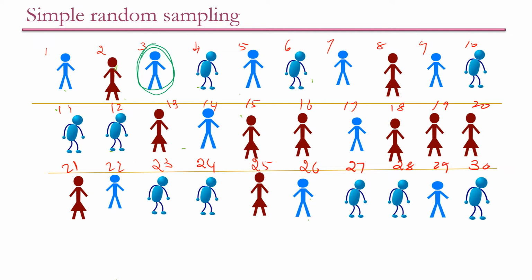Then say I am trying to select another number, and say it is 8, and say 16 and 24. So these are the first 4 numbers I got, and I'm interested in selecting only 4 members from this simple random sample. These are the members I have selected: the persons with the numbers 3, 8, 16 and 24. So this is called a simple random sample.